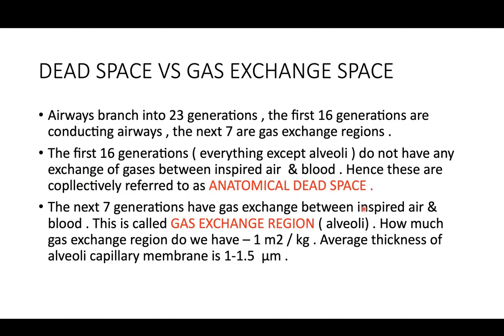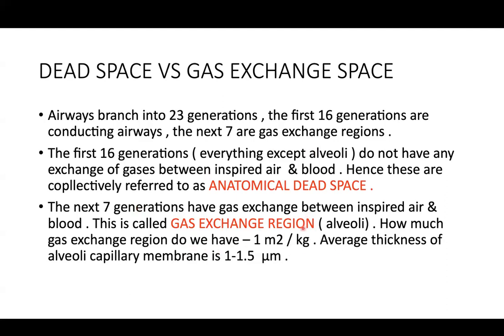And you'll see later there's a different type of dead space as well. So anatomical dead space is the first 16 generations which transport the gas towards the alveoli, but there's no exchange of gas in them. The next 7 generations is where the fun stuff happens. This is where we have actual gas exchange, which means the next 7 generations are the ones where there's exchange of oxygen, exchange of carbon dioxide, and all of this good stuff is happening in the last 7. And this is the gas exchange region.